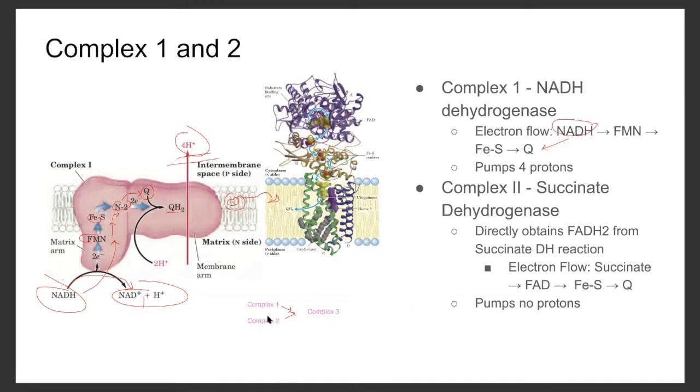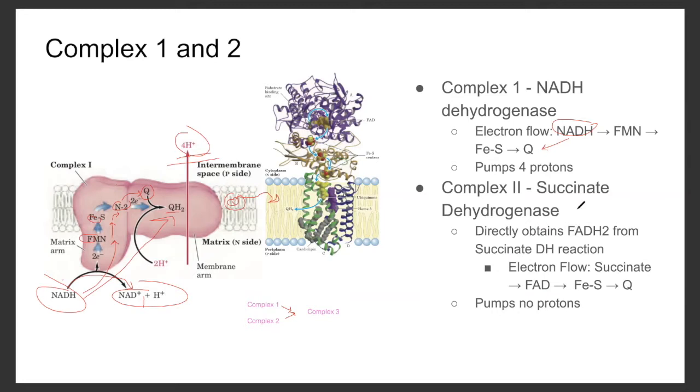So complex 2 helps us use FAD instead. So if complex 1 is an NADH replenisher, complex 2 is the opposite. The way it works is the electrons from FADH2 are given to Q. Just like the electrons from NADH are given to Q, we are giving the electrons from FADH2 to Q as well. But here's what's really cool.